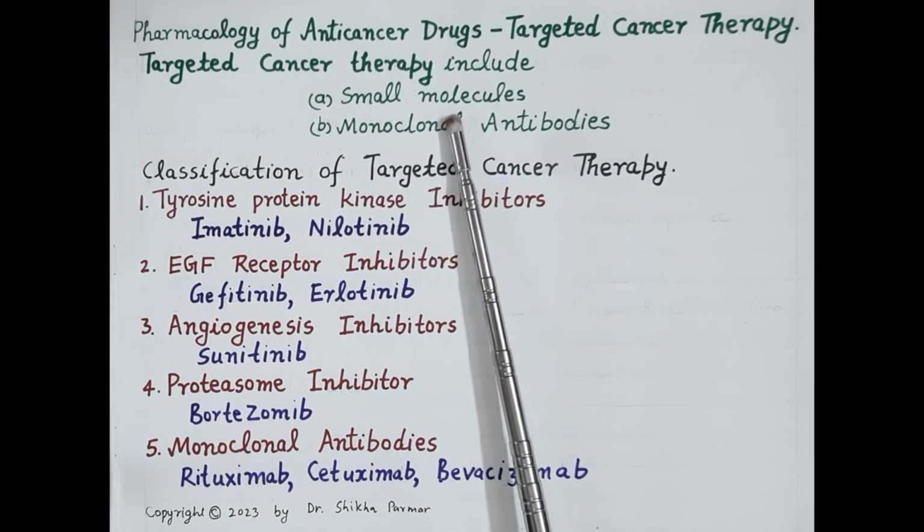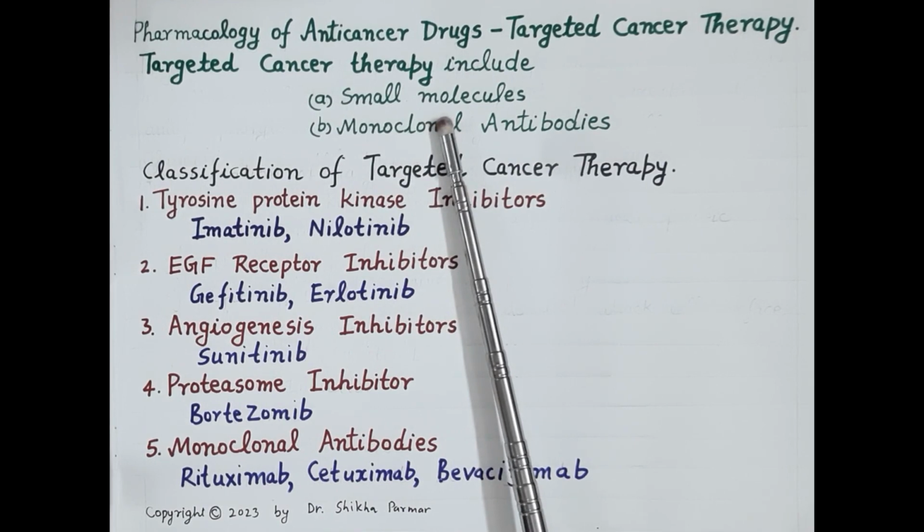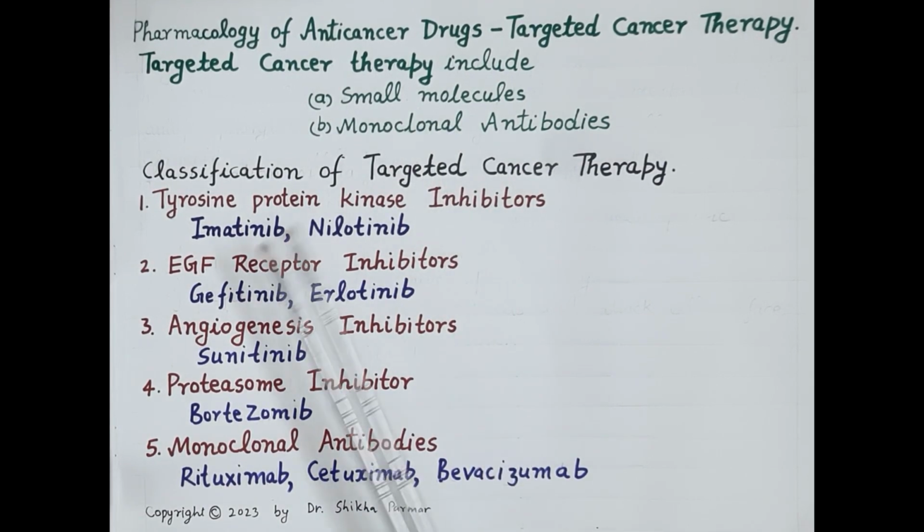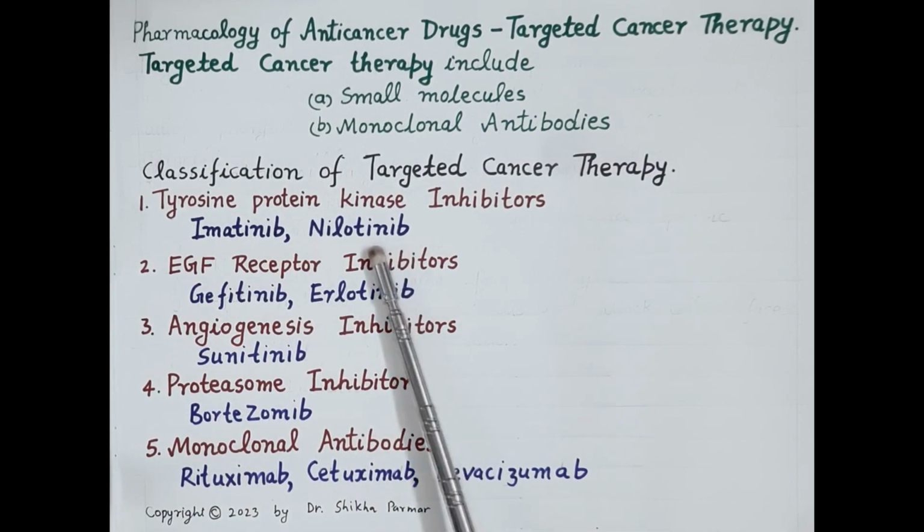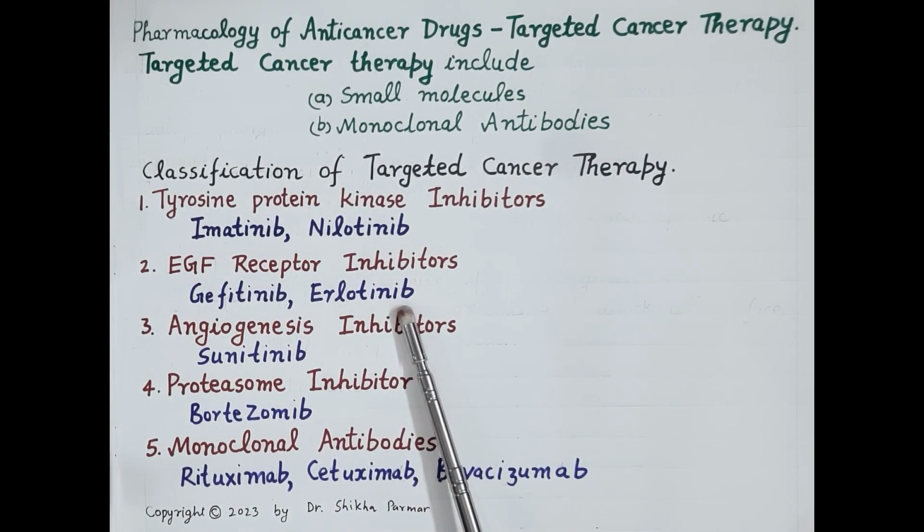Now small molecule drugs enter inside the cells and they target proteins like tyrosine kinase. They can also target receptors like receptor tyrosine kinase that are overexpressed and autophosphorylated in cancer cells. So, by inhibiting tyrosine kinase and receptor tyrosine kinase, these drugs block signals that cause proliferation of cancer cells. Now, all small molecule drugs end with nib, for example, imatinib, nilotinib, erlotinib.